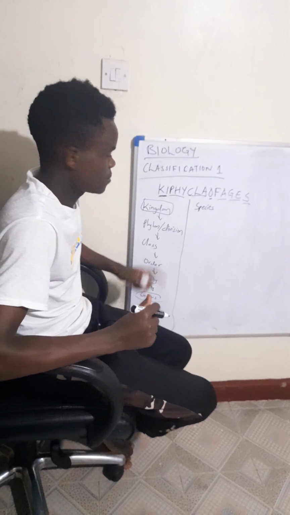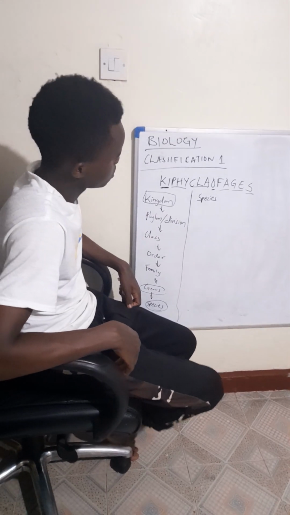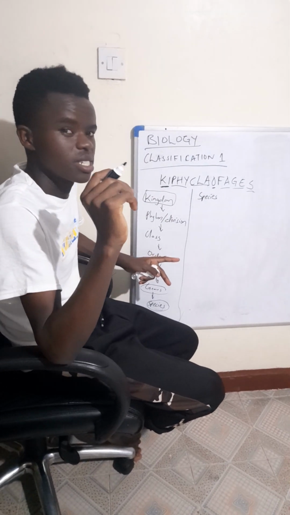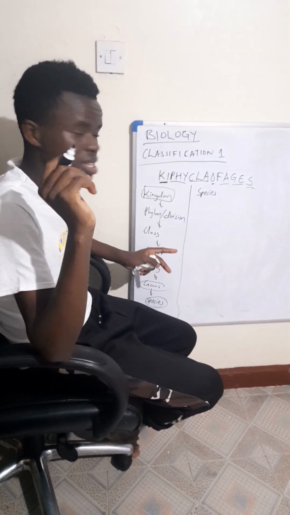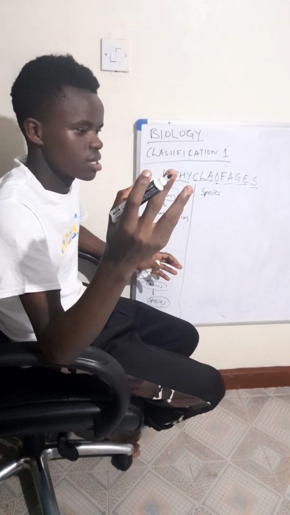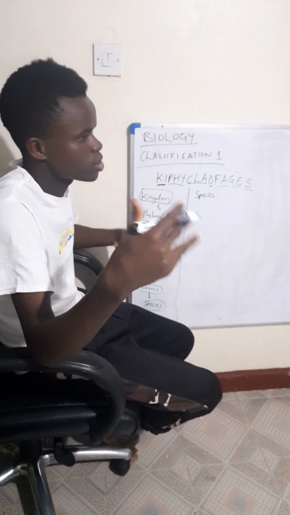So now we are talking about the species. So what is a species? First of all, we have said it is the smallest unit of classification. And being the smallest unit of classification, in your exams you get something like, define a species. So what do you say?